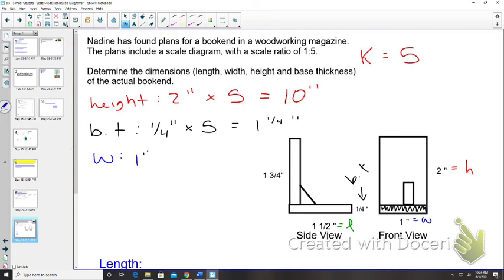Okay, for our width, it is 1 inch times our scale factor of 5. So it'll be 5 inches wide, and our length is 1 1/2 of an inch multiplied by our scale factor of 5. And we get 7 1/2 inches for that. Agreed? All good? Okay, so just finding our scale factor, understanding how to interpret what the ratios are, right? That's probably the most important part about this.